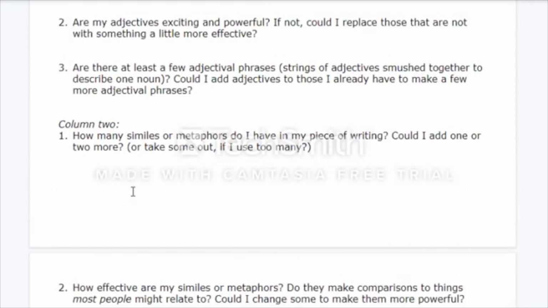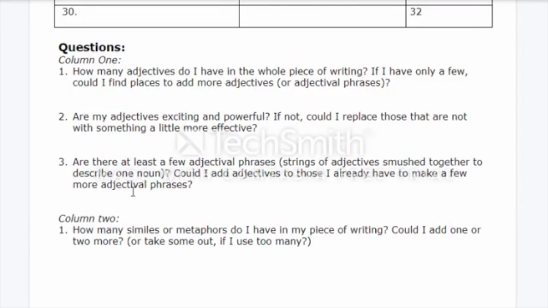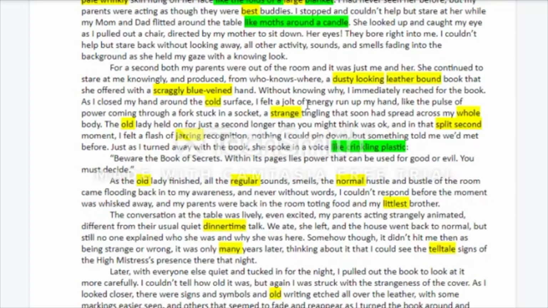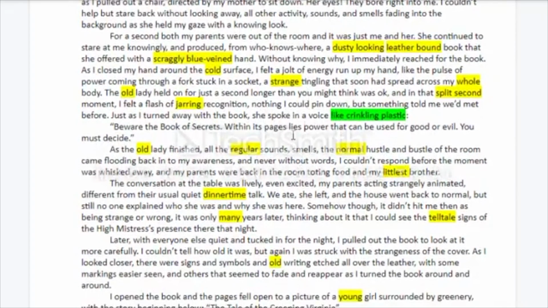And the questions are designed to get you doing some thinking about what it is you have written and could you improve it. So what I'd like to do is, well, how many adjectives? So I could count those. If I only have a few, could I find places where there are more adjectives? More adjectives could go. And yeah, I think there could be a few places in it that I could add some adjectives. I think in this particular place right here, so within its pages lies power, I would think if I added unfathomable power, that would also be really helpful in terms of understanding the type of power that would come in that particular place.